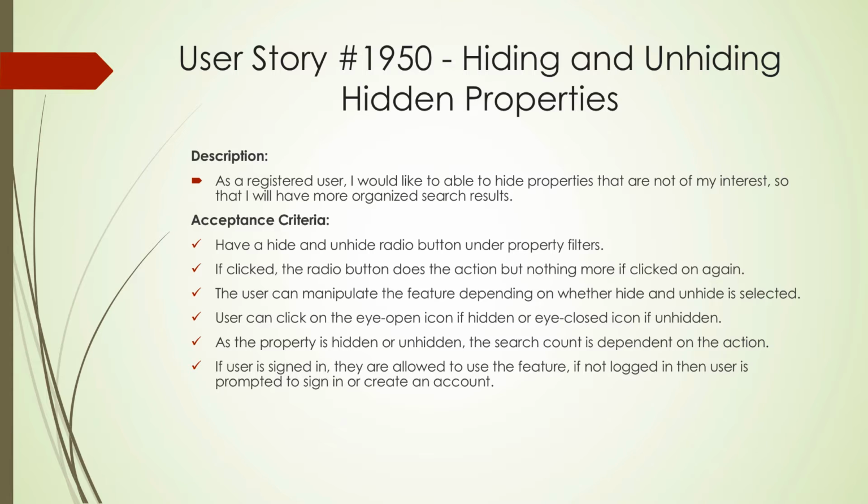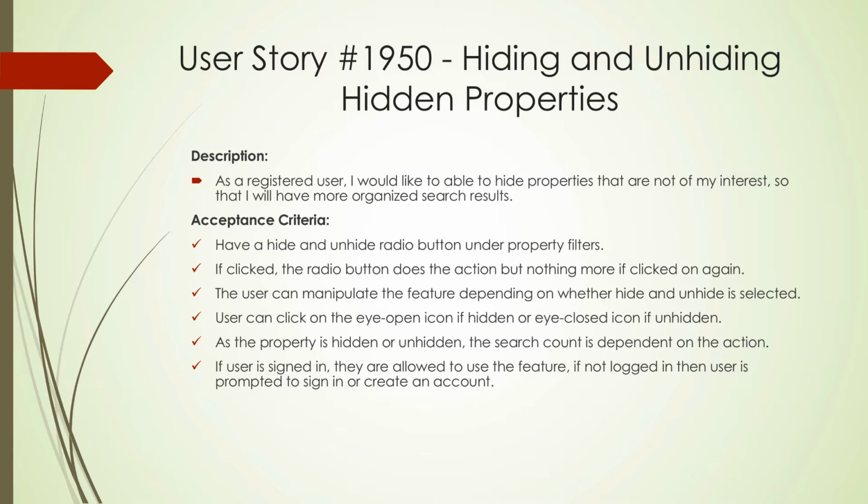The acceptance criteria of my user story is having a hide and unhide radio button under property filters. If clicked, the radio button does the action, but nothing more if clicked again. The user can manipulate the feature depending on whether hide and unhide is selected. The user can click on the eye open icon if hidden or eye close icon if unhidden. As the property is hidden or unhidden, the search count is dependent on the action.